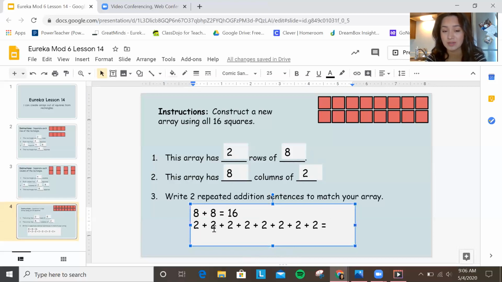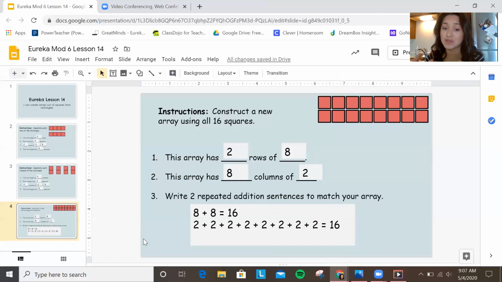Now let's skip count. 2 plus 2 equals 4. 4 plus 2 equals 6. 6 plus 2 equals 8. 8 plus 2 equals 10. 10 plus 2 equals 12. 12 plus 2 equals 14. 14 plus 2 equals 16. These repeated addition sentences should be different, but they should have the same total because we didn't take any squares away and we didn't add any squares. They should have the same exact total.